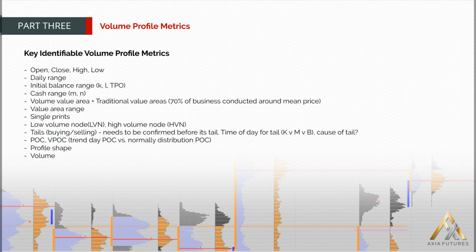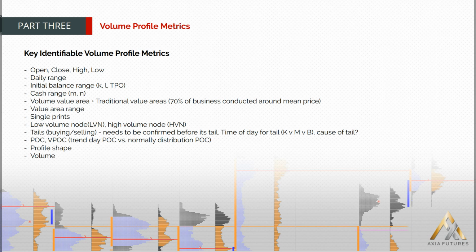We then have the POC, also known as the point of control. We have the VPOC, which is the volume point of control. The difference is the point of control takes into account only the time price opportunities, whereas the volume point of control factors in volume.